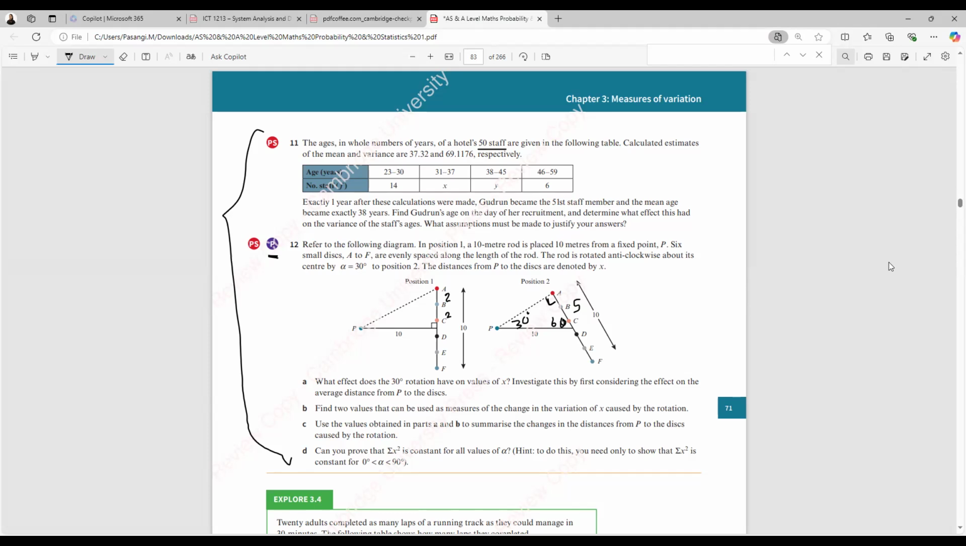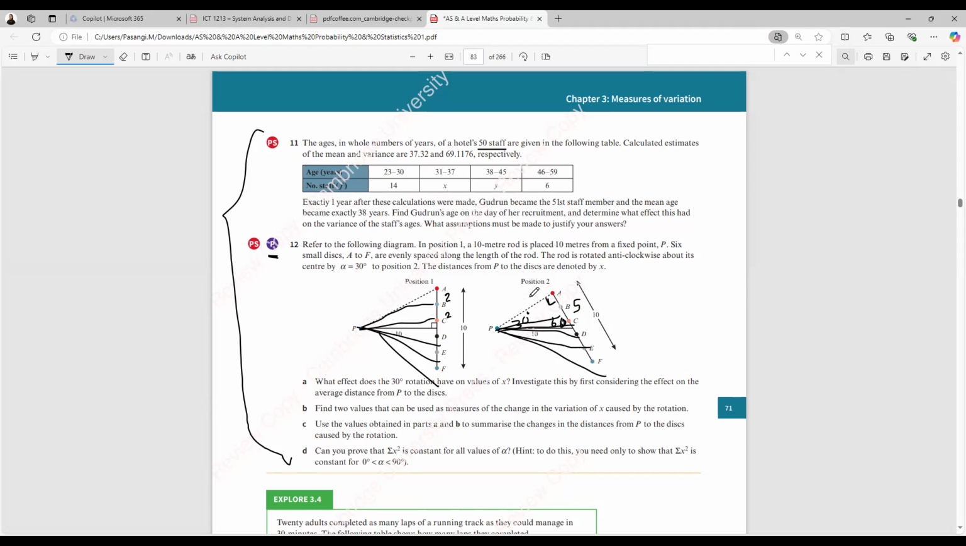Now, when it comes to part A, the answers they have given are: the mean decreases by 11.6 centimeters, and the median decreases by 40.3 centimeters. For part A, first we need to calculate the median and mean for position 1, using these distances. Then we calculate the mean and median for these lengths, and compare the two.